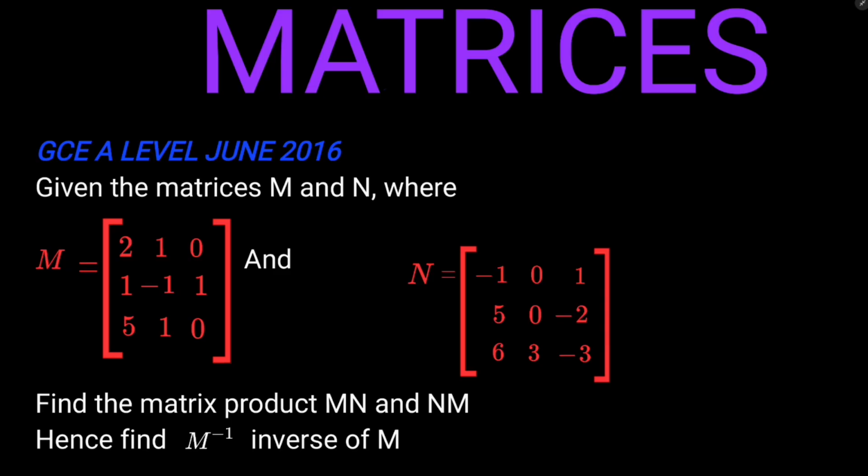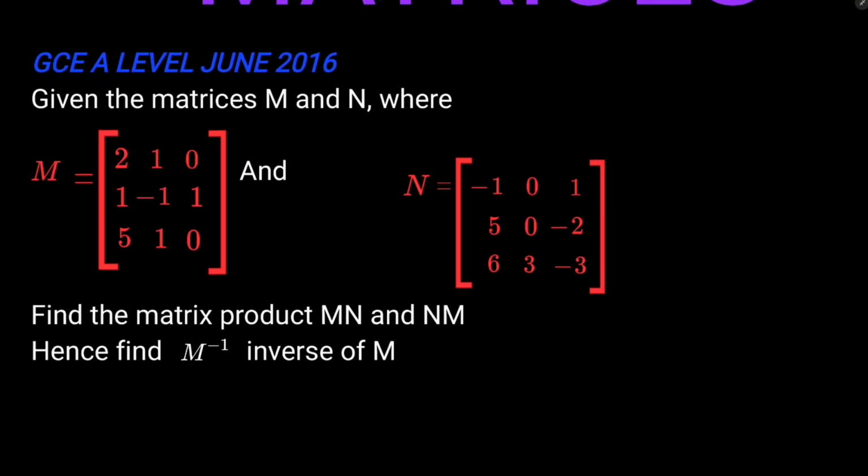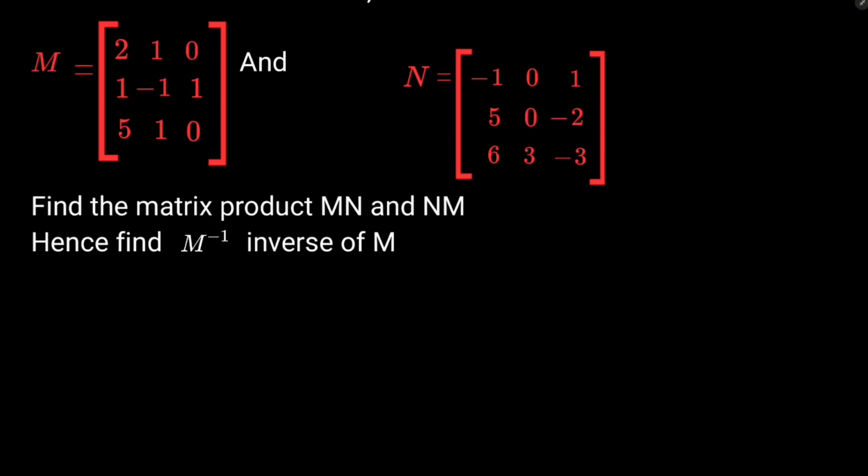In this video, we are going to solve a past GCE question, that is GCE Advanced Level June 2016. So the question says, given the matrices M and N, where M is the matrix and N is another matrix, we should find the matrix products MN and NM, and we should find the inverse of M. So let's start with the solution.